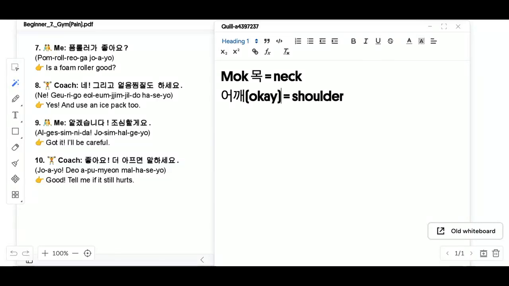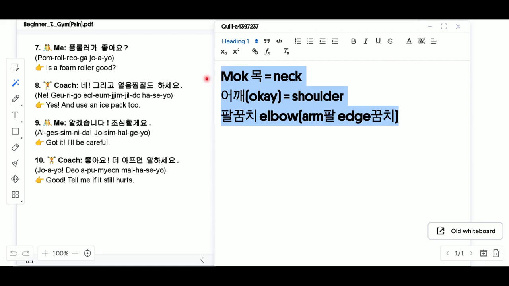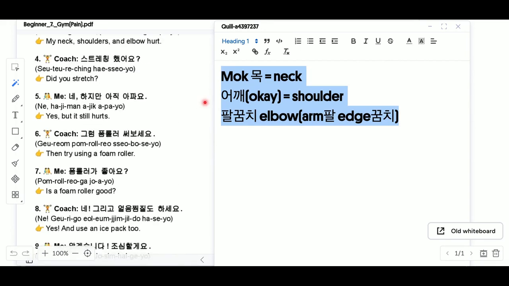Yeah, that's a good point actually. Okay. All right. And last one, oh no, elbow. Yeah, and we know arm is, yes, arm edge. So you remember what was arm? Arm edge. So arm was 팔 and edge was 꿈치. So 팔꿈치. But great, you already got two. So only 팔꿈치 is the one we left. Okay, it was a very good point. Wow. I never thought that way. Okay, and 목 is neck. 목, neck, 어깨, shoulder, 팔꿈치, elbow.